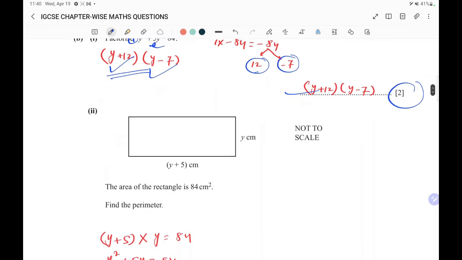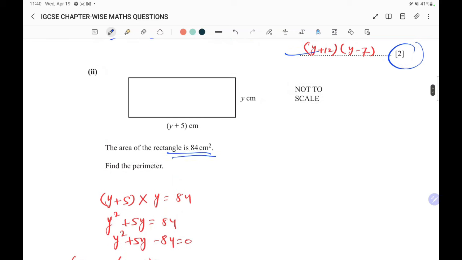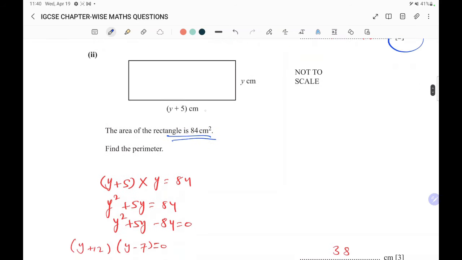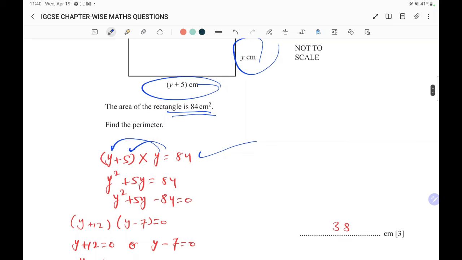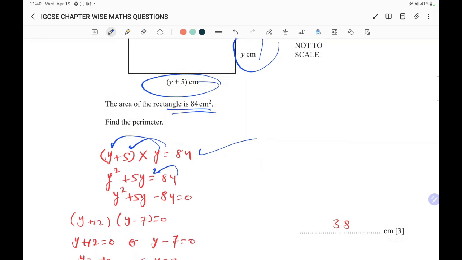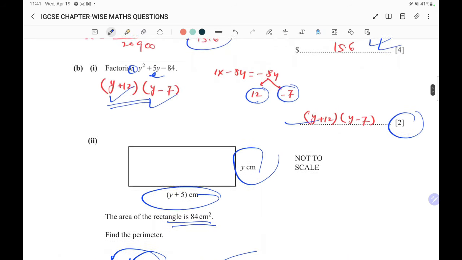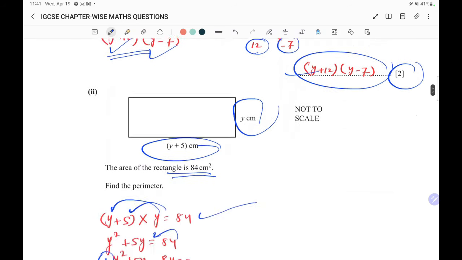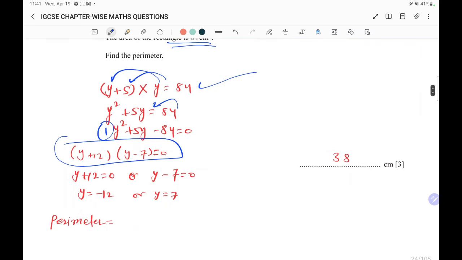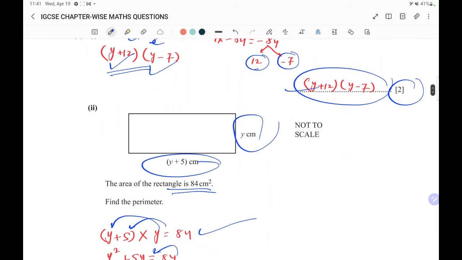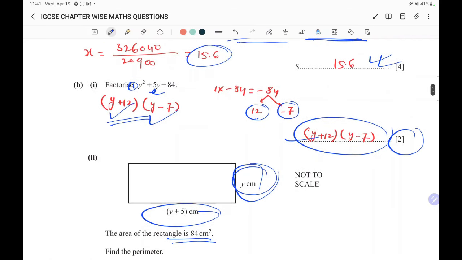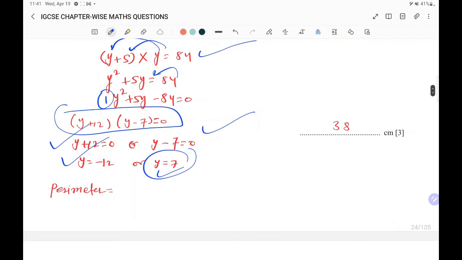That's it. Now this is a rectangle and the area is already given to us. The area of the rectangle is length times width. So this is y plus 5 times y, which is 84. So y square plus 5y equals 84. Then take 84 to the left side. y square plus 5y minus 84 is 0. Now again, see, the y square coefficient is 1, already we did that. So y plus 12, y minus 7. So y plus 12 equals 0, y minus 7 equals 0, y equals minus 12, y equals 7. Now, y cannot be negative because y is representing length. Length cannot be negative, so y should be 7.